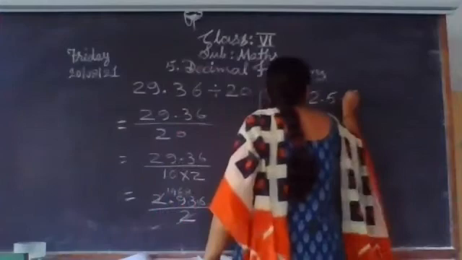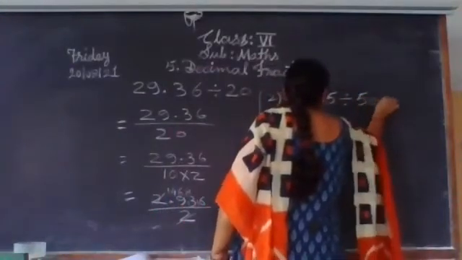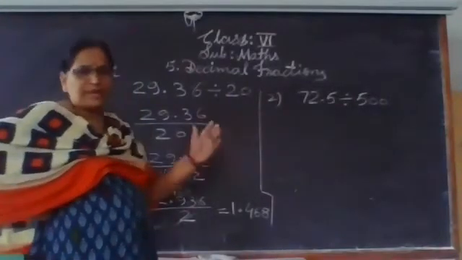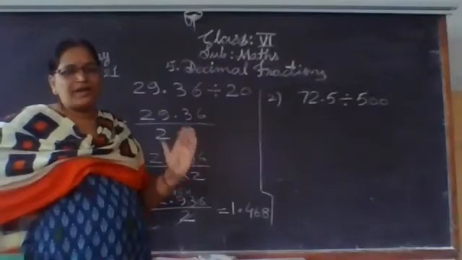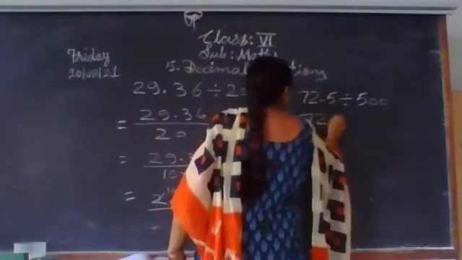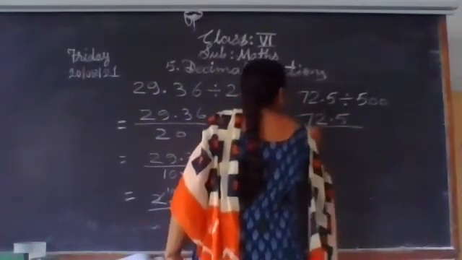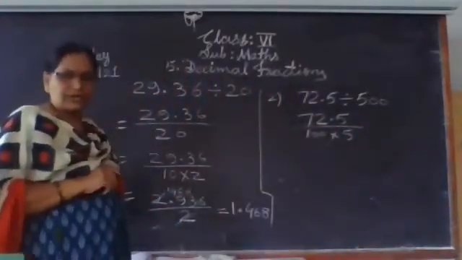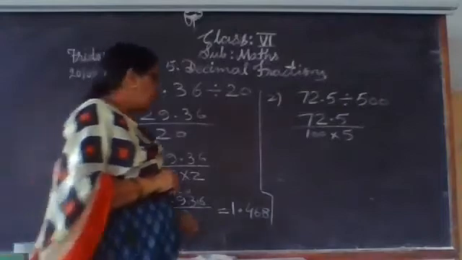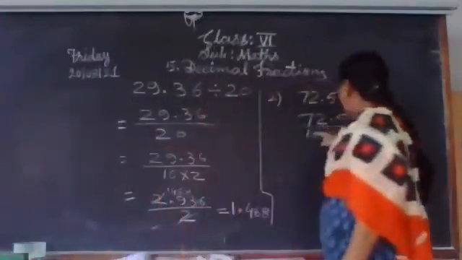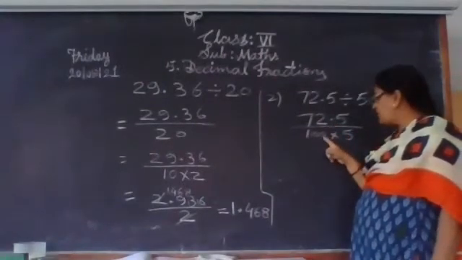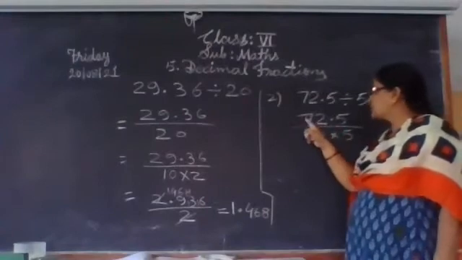72.5 divided by 500. Okay. So 500 is a multiple of 100. So we will break 500 as 100 multiplied by 5. Got it, beta? Now see, first we will divide it by 100. The position of the decimal point is here. After dividing by 100, which means 2 places, you have to shift it here.